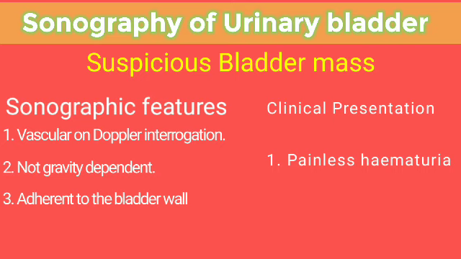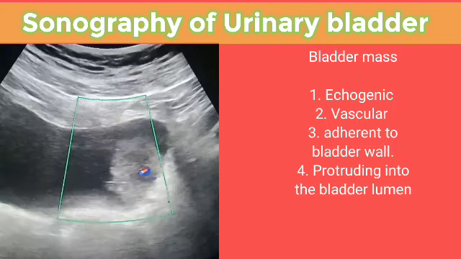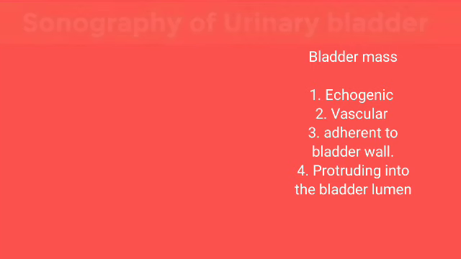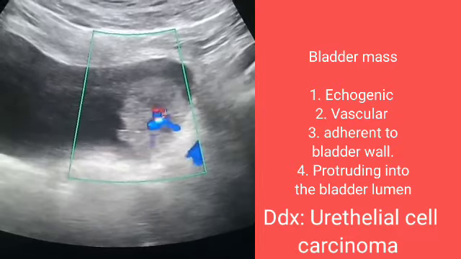The clinical presentation of these suspicious bladder masses is usually painless hematuria. We are going to take a look at some cases. Here is a suspicious mass. It is echogenic, vascular, and adherent to the bladder wall, protruding into the bladder lumen. You can see on Doppler interrogation that there is flow within that mass. A differential diagnosis of urothelial cell carcinoma was given.